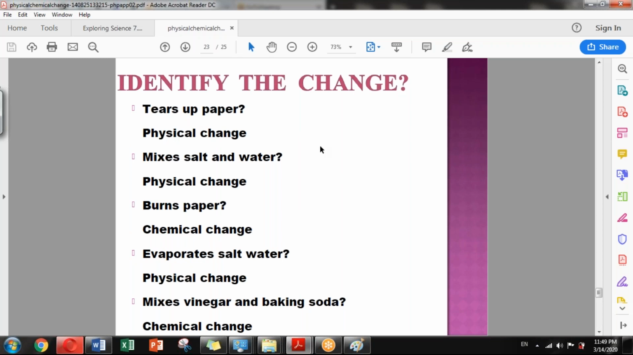Tears of paper, is that physical change or chemical change? First of all, guys, try to identify the answer by yourself. Try to figure out the differences between chemical change and physical change by yourself. Here's a paper. Is it chemical? No, guys, physical change because you changed the size of paper. Mix salt and water. This is making mixture, and making mixture process, also separating the mixtures, are physical change. Burns paper. Burning process means it reacts with oxygen. This is chemical change. Evaporates salt water. This is separating out components of the mixtures. This is physical change. Mixes vinegar and baking soda. Again, it is neutralization reaction, and that's why it is chemical change.